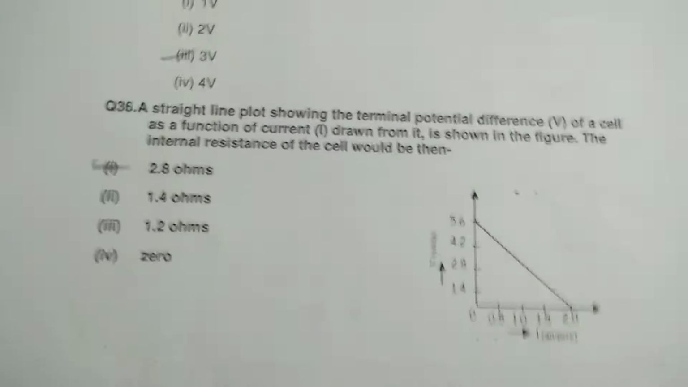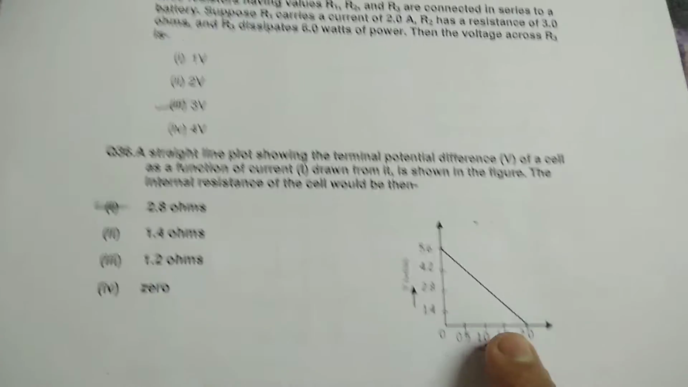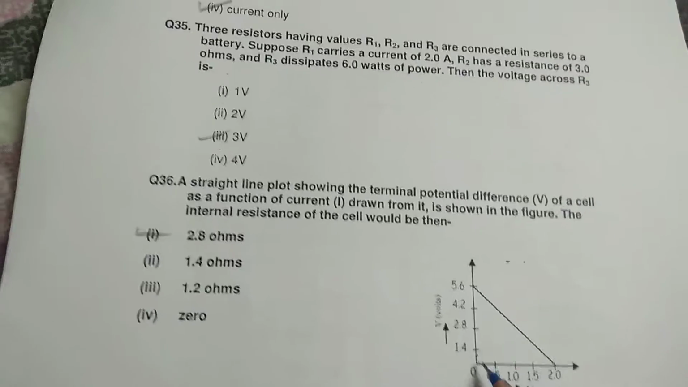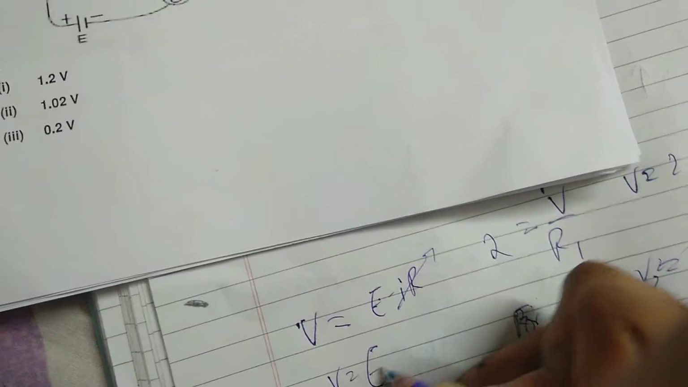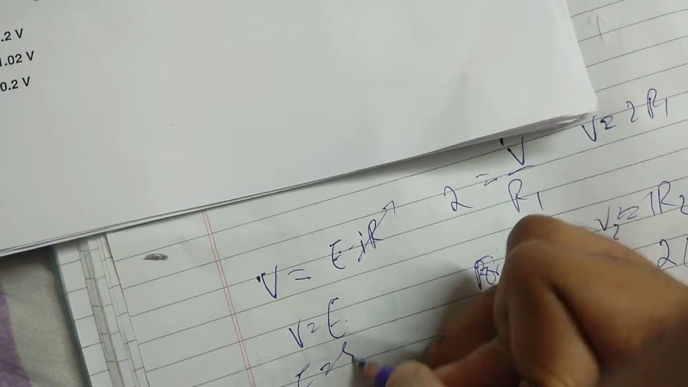So we don't know the value of E. The graph is between V and I. So suppose when I is 0, then V is 5.6. So let us put I equal to 0. So V equals E in that case, so E will be 5.6. One thing we got from here.